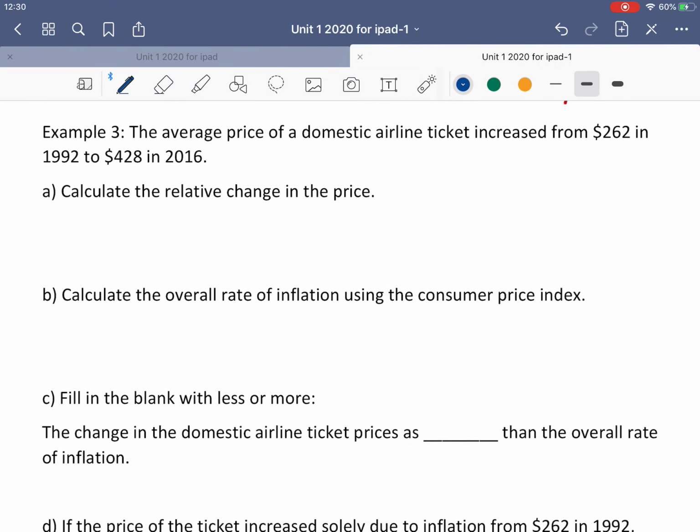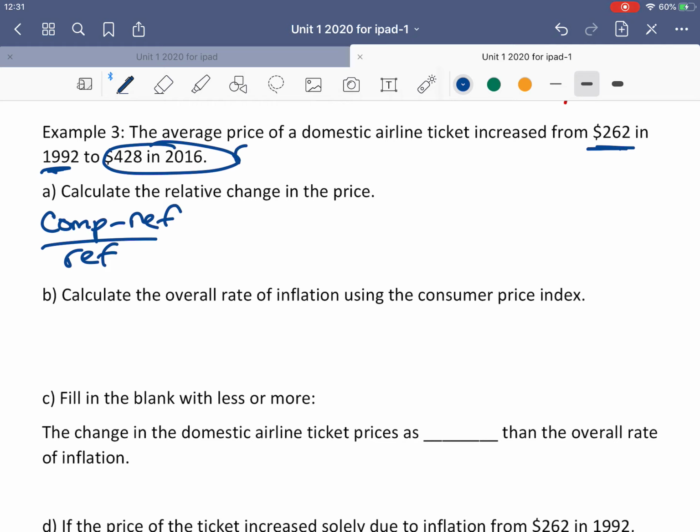All right, last example. The average price of a domestic air ticket increased from $260 in 1992 to $420 in 2016. Let's calculate the relative change in price. So remember, relative change is the formula we just used. It's compared minus referenced over referenced.